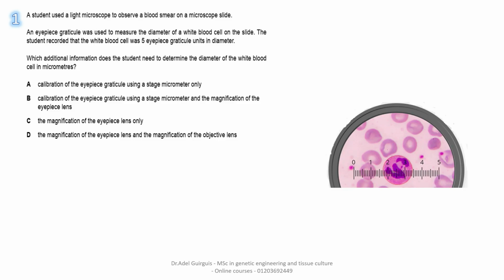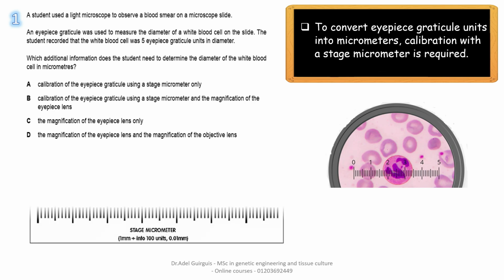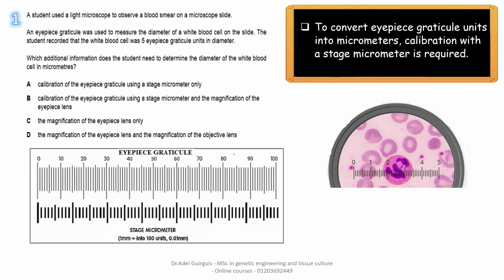Which additional information does the student need to determine the diameter of the white blood cell in micrometers? To be able to measure the actual diameter of the white blood cell in micrometers, he needs to calibrate the eyepiece graticule first. So, to convert eyepiece graticule units into micrometers, calibration with a stage micrometer like this one is required.